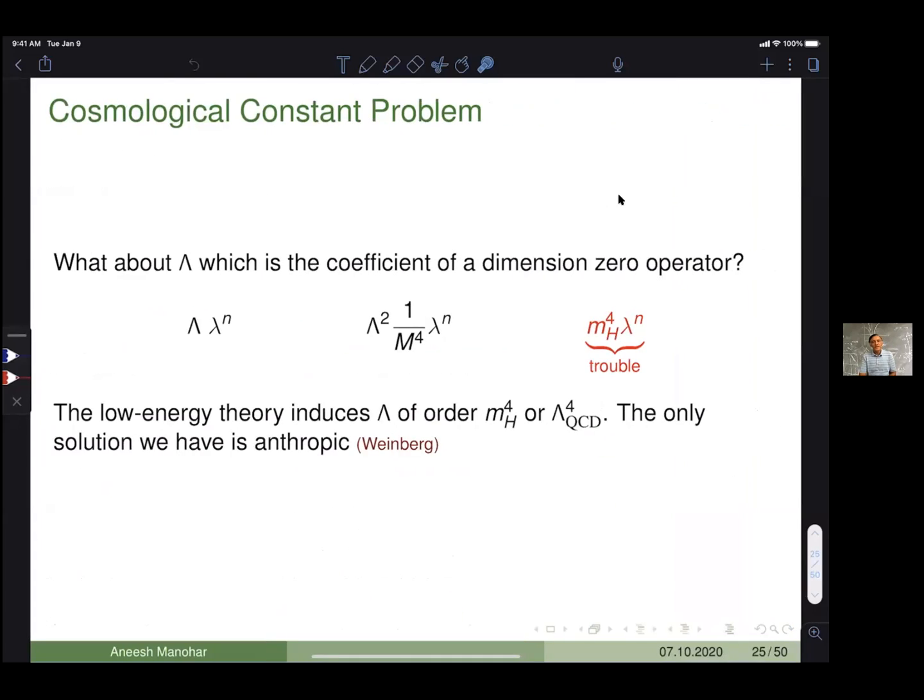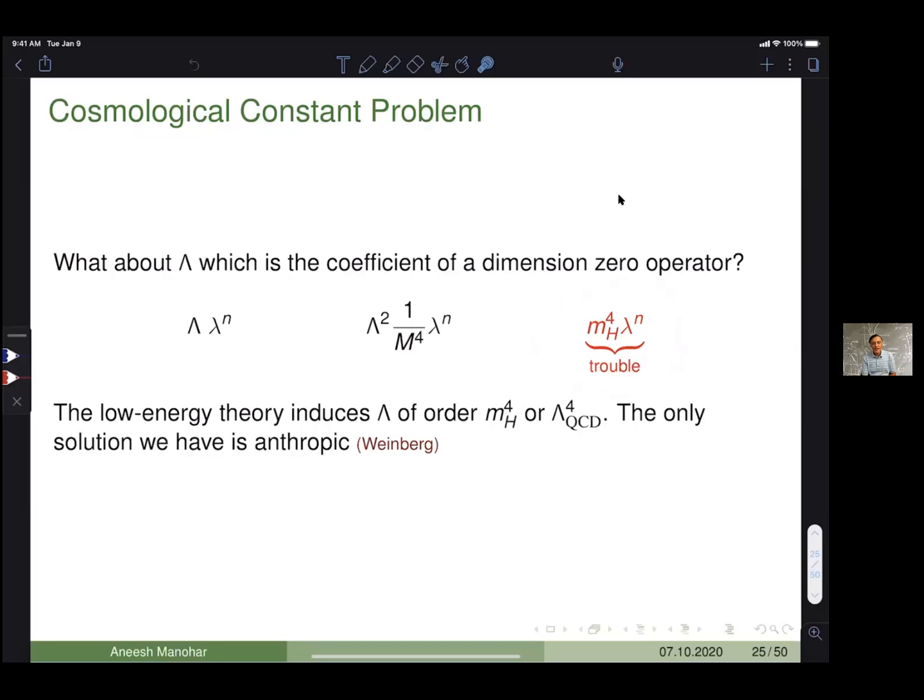Now we come to the dimension 0 term, and this is a little bit different from the Higgs, because if you start doing calculations, you might get corrections. Well, the bad one, since I don't want to spend too much time or I'll run out of time, is that you get corrections to the cosmological constant of order the Higgs mass to the 4th power times coupling constants.